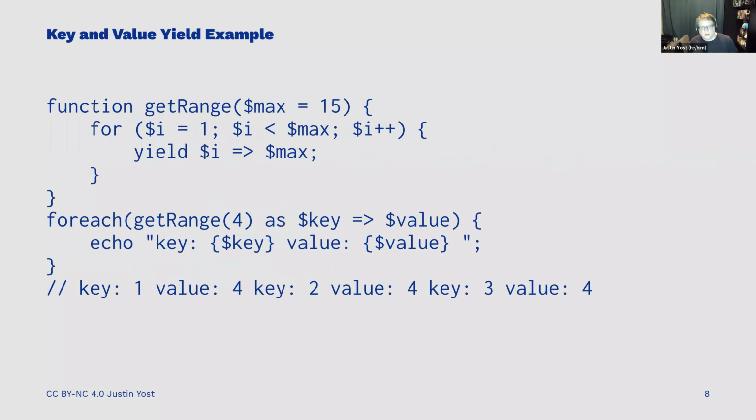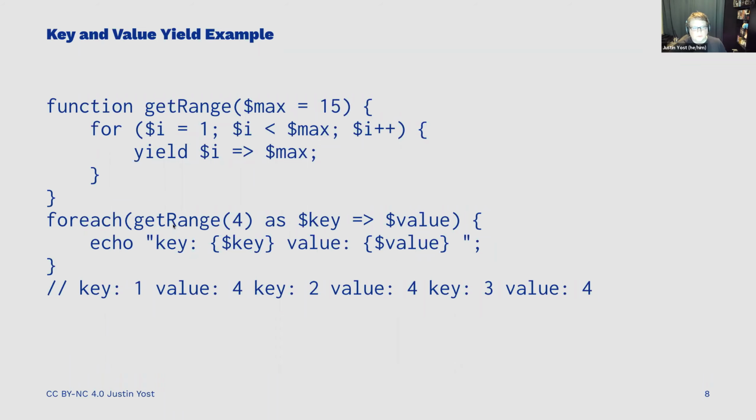Okay. What about if we want a key and a value? So we can have this get range again, right? Get range is doing the same thing. You'll note the only difference here is that we're yielding it in much the same way that we set up a foreach loop where we have a key and a value, right? I is going to be our key, max is going to be our value.